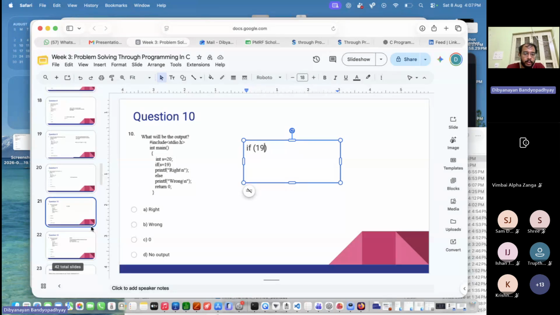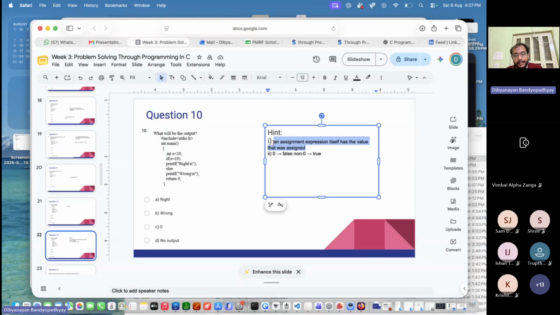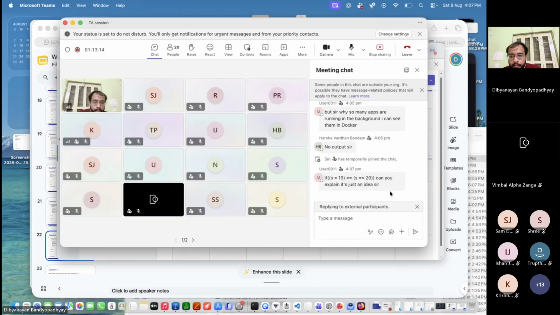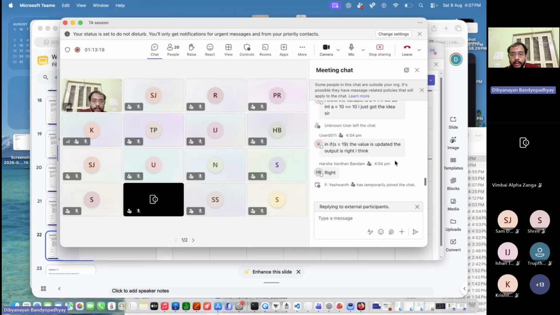Correct. So there is a hint here. An assignment expression itself has the value that was assigned. Second is 0 equal to false, non-zero equal to true. So if 19, it is non-zero, which means it is true, right? If it is true, then whatever is inside the if statement will get printed, which is right. Basically, it will be A. Okay, right. So any confusion? Right, okay, everybody is saying right.